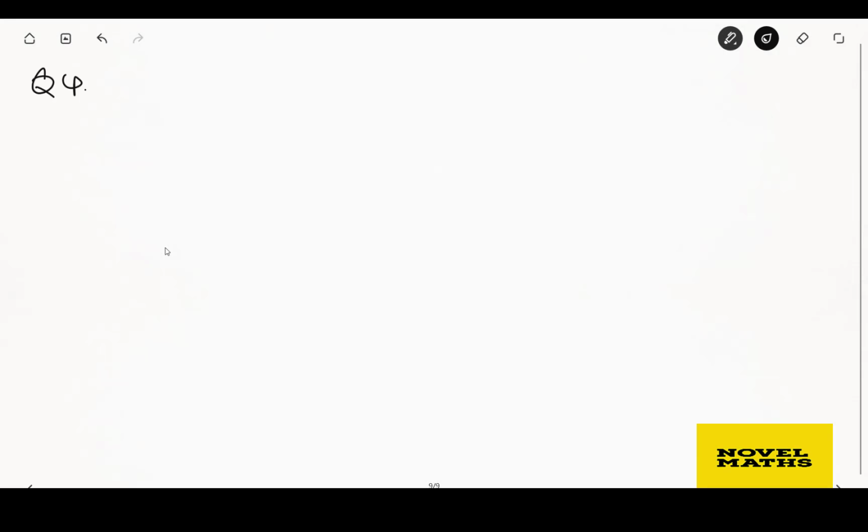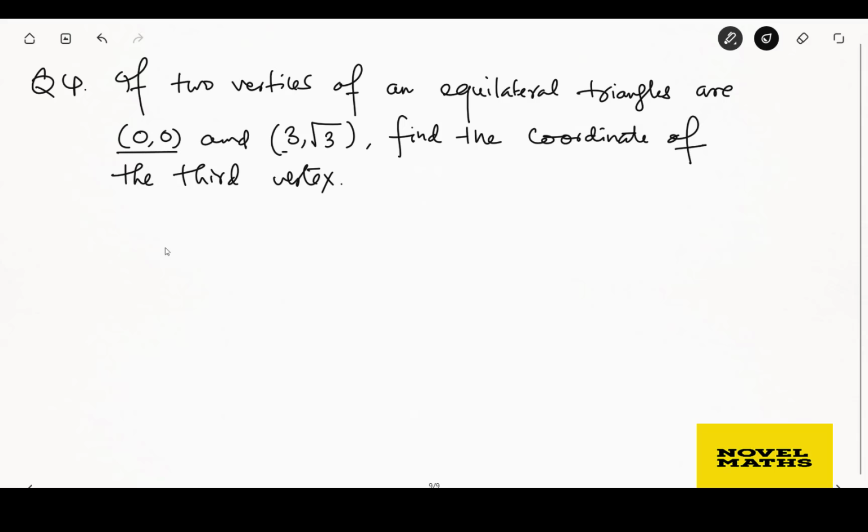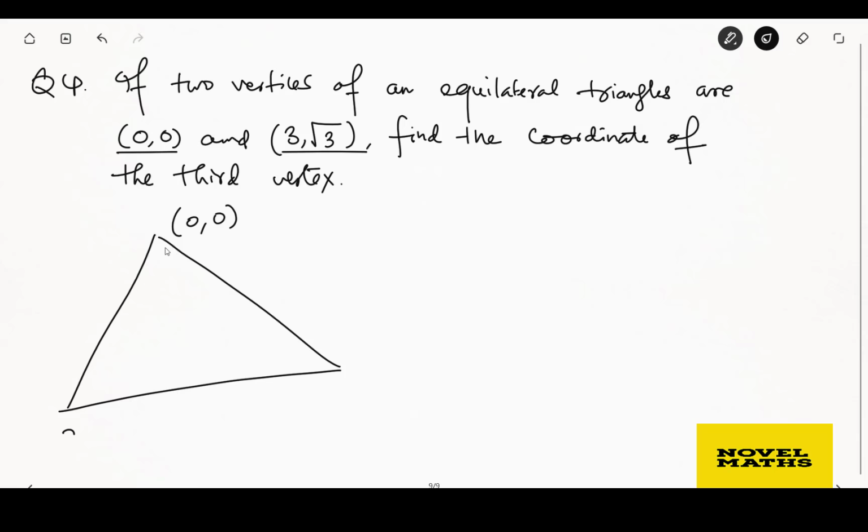Question 4 is related to an equilateral triangle. If two vertices are given, we need to find the third vertex. The points are (0, 0) and (3, root 3). So what should be the logic for solving this question? Instead of giving the answer, let's think about how to solve this problem. If two points are given, that means we know the distance. Let's calculate that: 0 minus 3 squared is 9, plus 3, which is 12. The distance is the square root of 12.